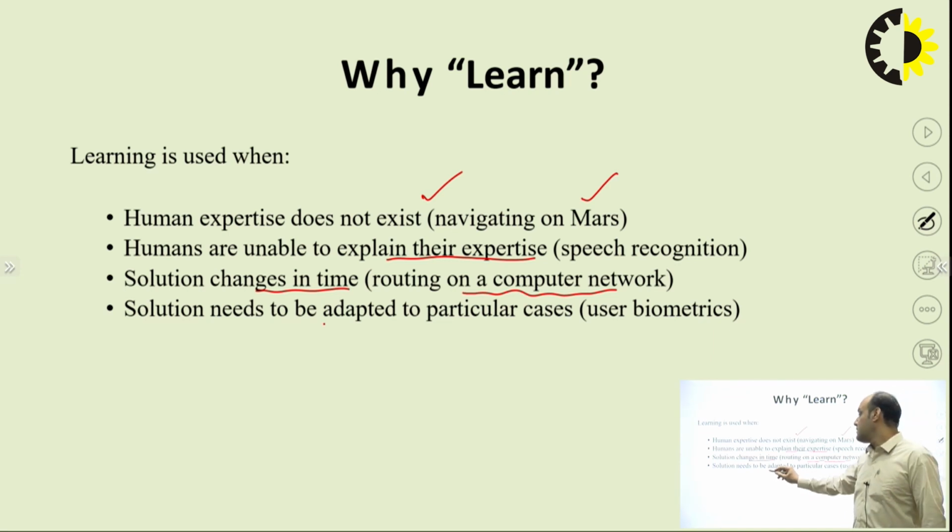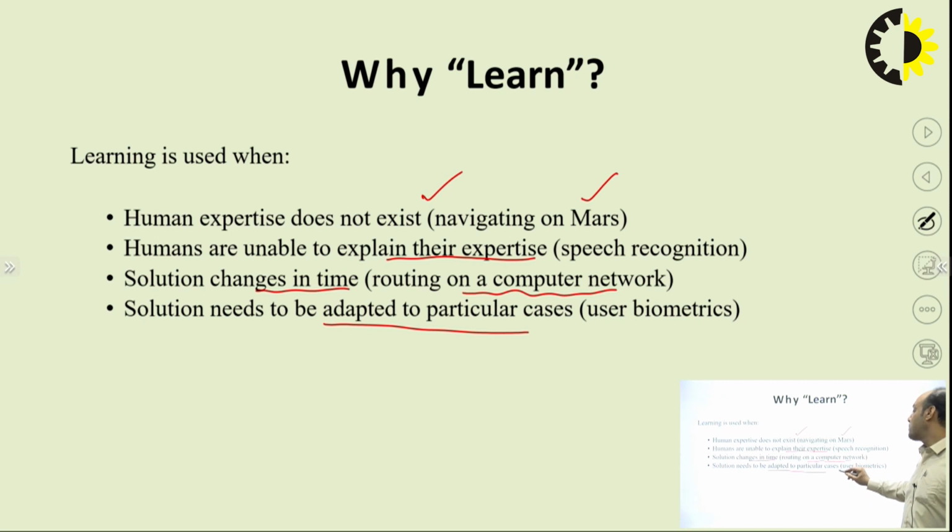Another example: a solution needs to be adapted to particular cases, for example, a biometric system. Each and every human being has their own impression; every thumb impression is different. So the machine has to learn by itself to recognize the thumb of each and every person. So here we need learning.